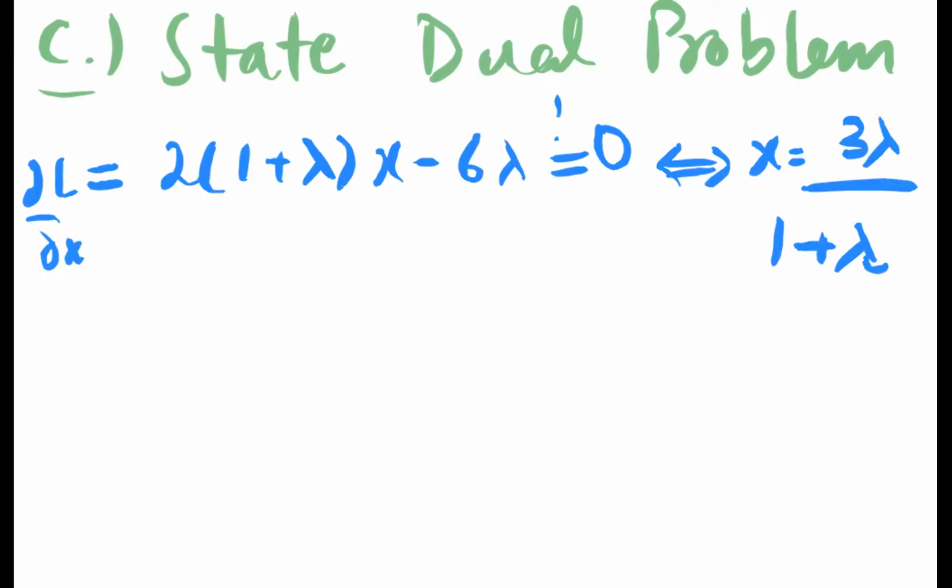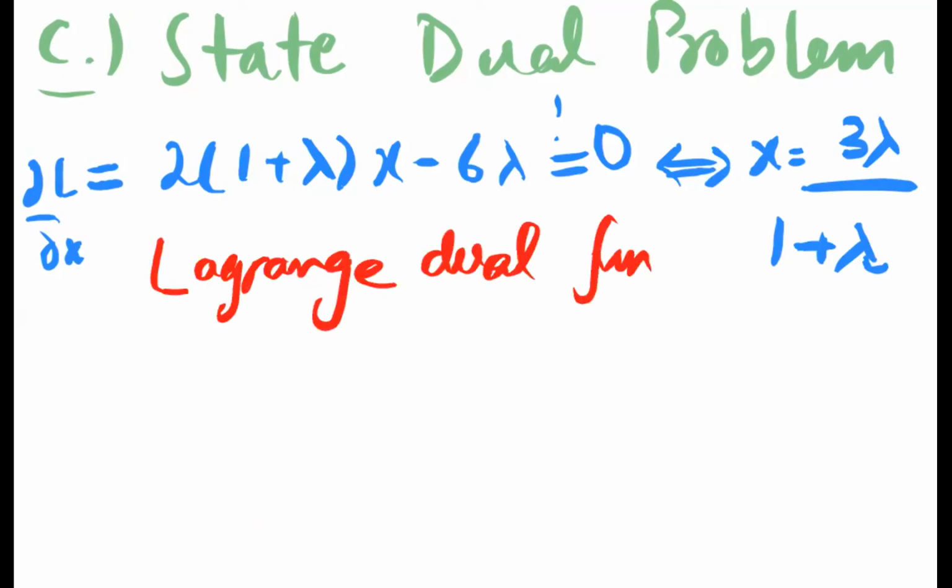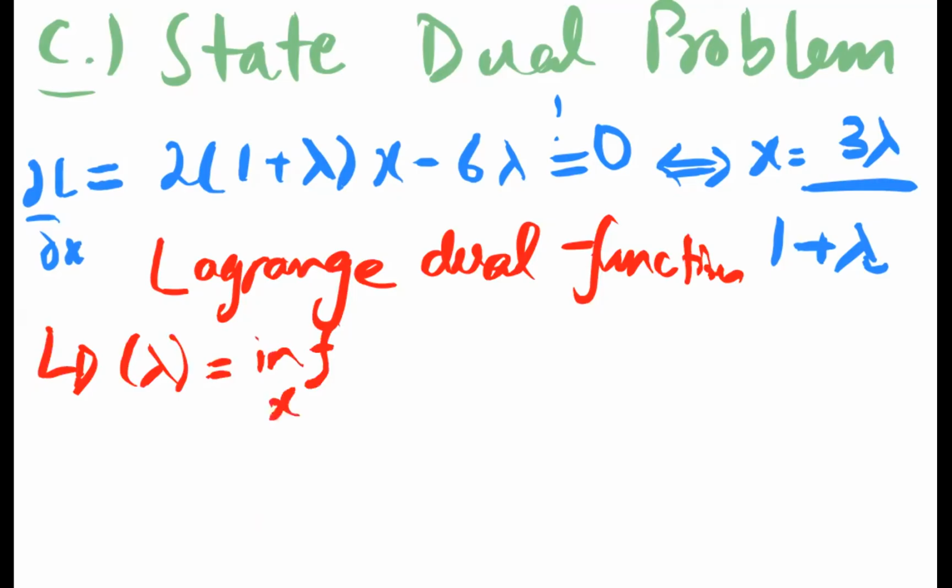Okay, so now for the Lagrangian dual function, what we do is that we say that the function is given by the Lagrange dual function, which would be LD. I think this is a notation in the lecture notes, if I'm not mistaken. LD of lambda should be the infimum over x of L(x, lambda), and instead of x we put this guy, 3 lambda over 1 plus lambda.